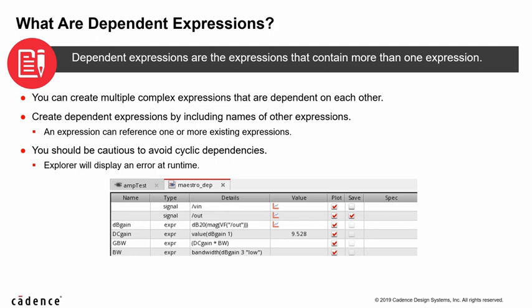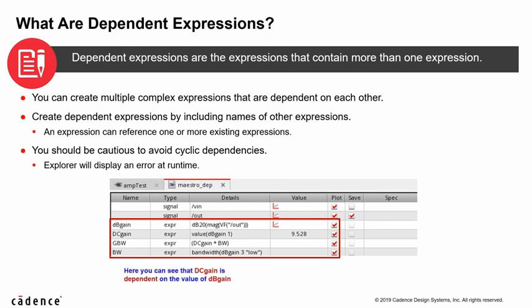Dependent expressions are the expressions that contain more than one expression. In the example here, we have a few expressions in the output section. Here you can see that the DC gain is dependent on the value of dB gain. If you see the DC gain expression, the dB gain value has been used. And bandwidth is also dependent on the value of dB gain. The order in which the expressions are listed here does not matter. You have to be cautious to avoid cyclic dependencies, as it can display an error at runtime.